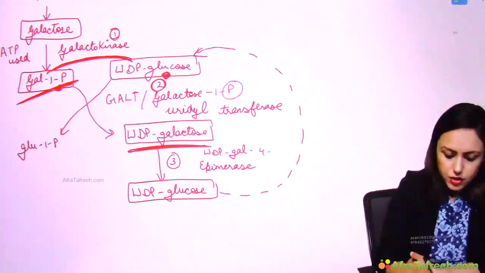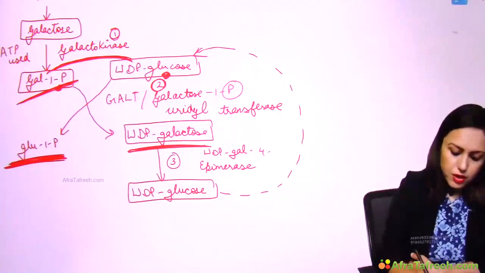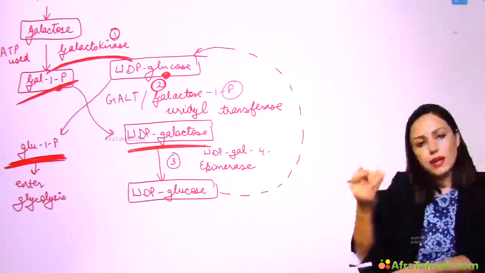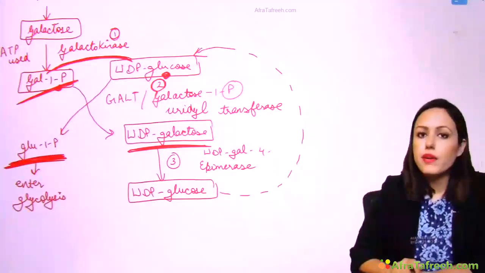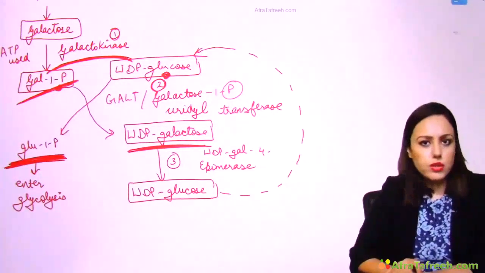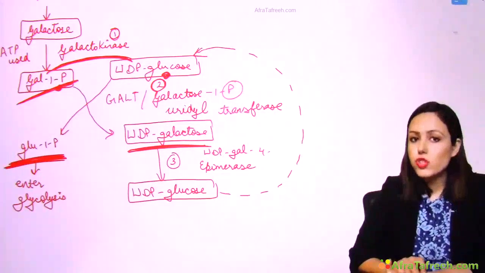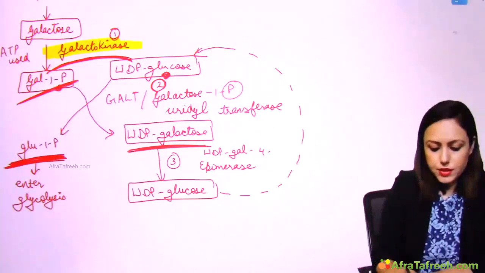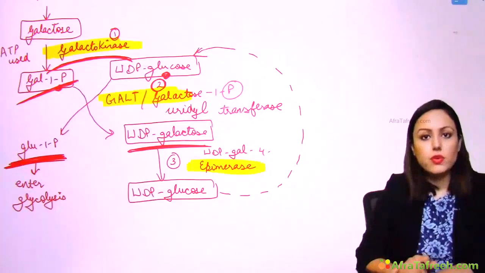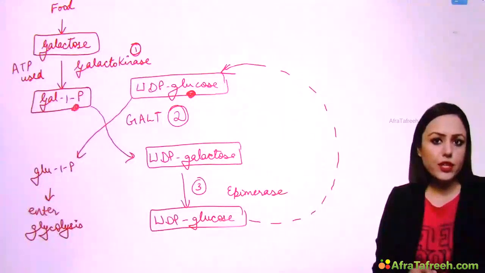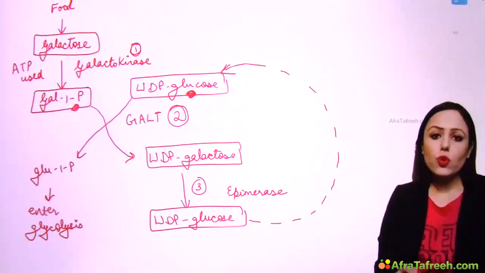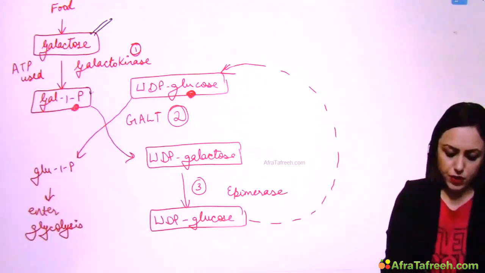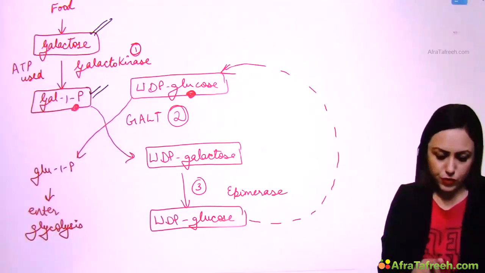On the other hand, this glucose 1-phosphate which we have got here will enter glycolysis. By getting converted to glucose 6-phosphate, it will be entering glycolysis and will be using all other enzymes of glycolysis, right? So which 3 enzymes we have in galactose metabolism? We have galactokinase, GALT and epimerase. Okay. Now let's do the energetics of galactose. So during galactose metabolism, galactose is first converted to galactose 1-phosphate.